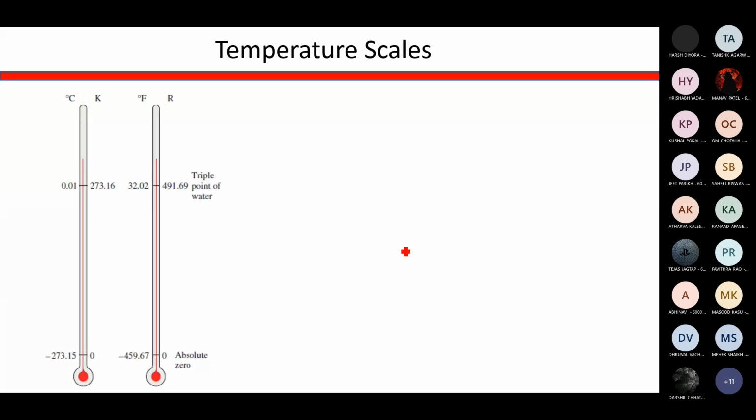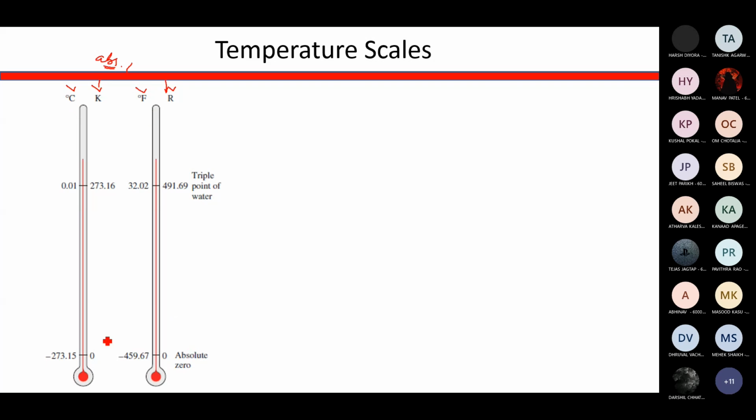So look at the diagram on the left hand side. We have 4 scales: degree centigrade, then the Kelvin, the degree Fahrenheit, and the Rankine scale. Out of these, Kelvin and Rankine are absolute scales, and there is only one reference point. Whereas for the temperature scales in degree C and degree Fahrenheit, there are 2 reference points. So these are called relative scales, degree centigrade and degree Fahrenheit.